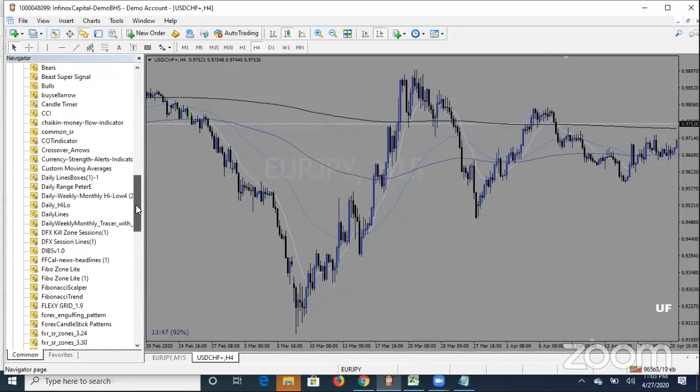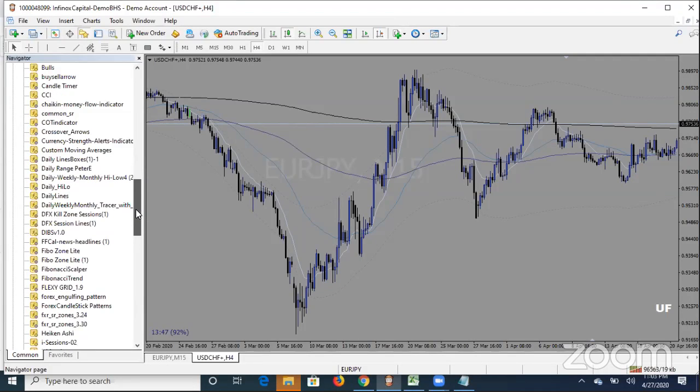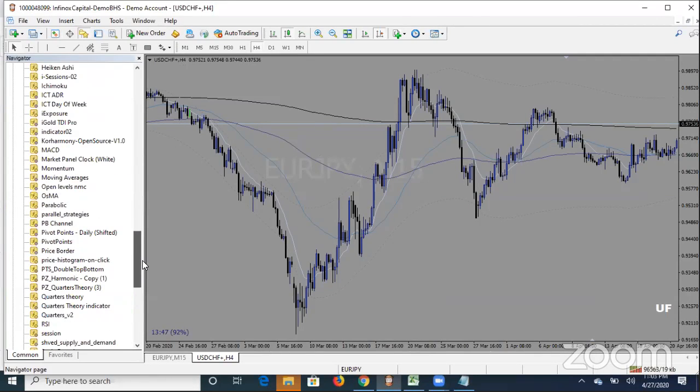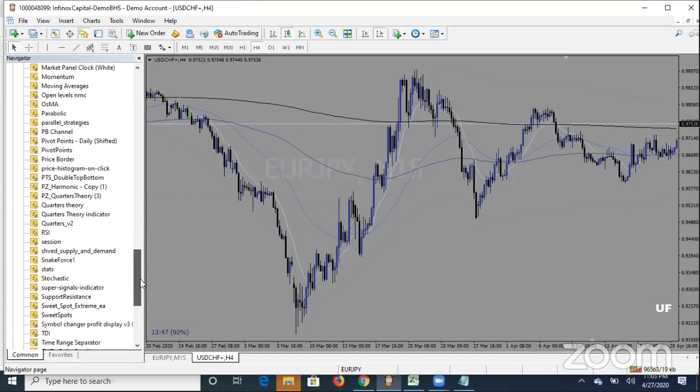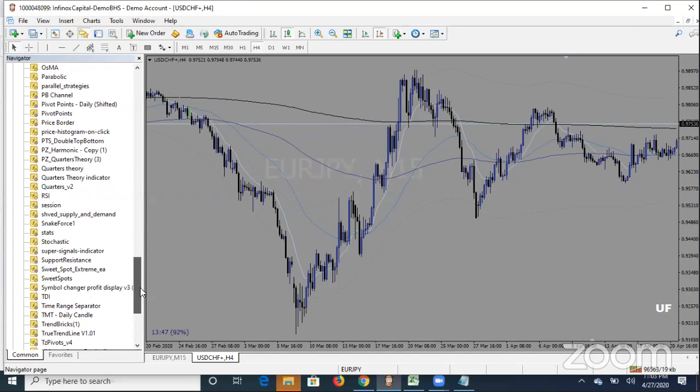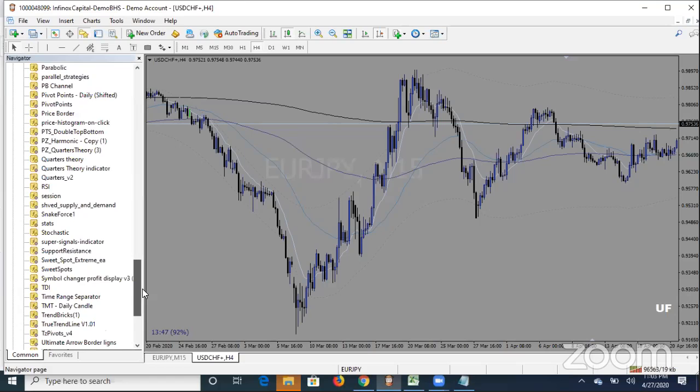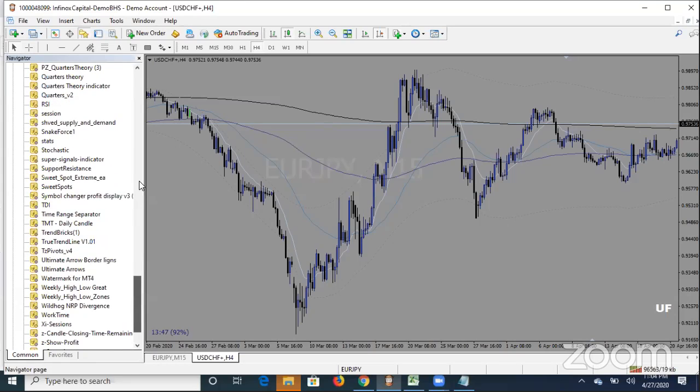Sorry. Symbol changer. Okay, I can't find that.